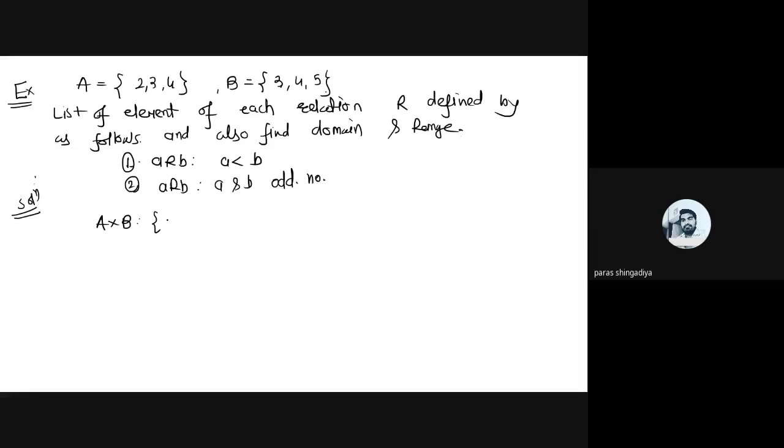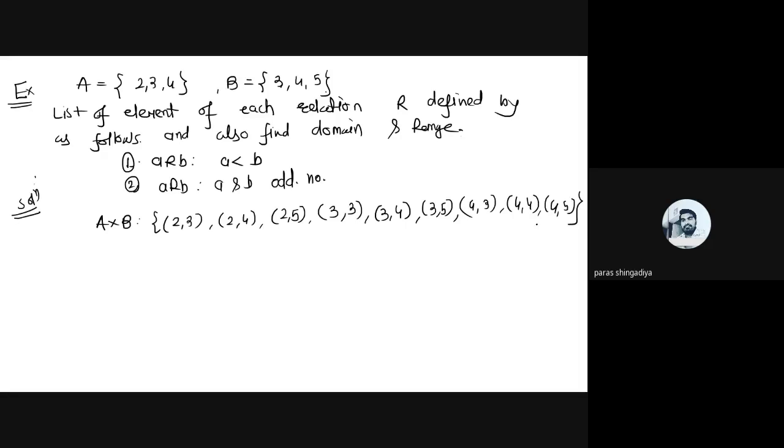So in A cross B, a total of 9 pairs will be defined. The first pairs will be 2 comma 3, then 2 comma 4 and 2 comma 5. Fix one element from set A and pair it with all elements of B. That is the first case. Then for the second, change the element: 3 comma 3, 3 comma 4 and 3 comma 5. That is the second part. And the third part will be 4 comma 3, 4 comma 4 and 4 comma 5. Clear? That is A cross B for the given data.